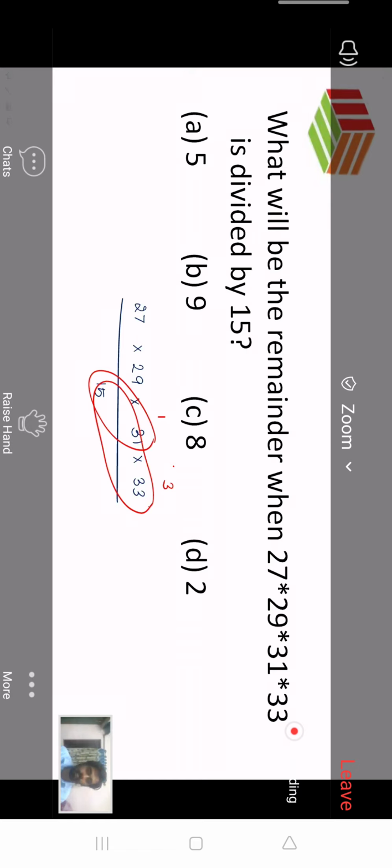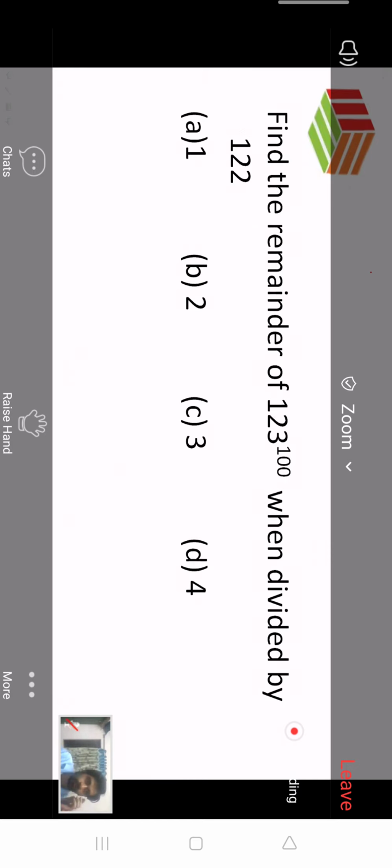If I want to find the remainder, what is 29 by 15? What's the remainder? Minus 1. What's the remainder? Minus 3. So what is the remainder of the entire expression? The entire expression's remainder is 9. Mark it as the answer. Look at the next question available on the screen.